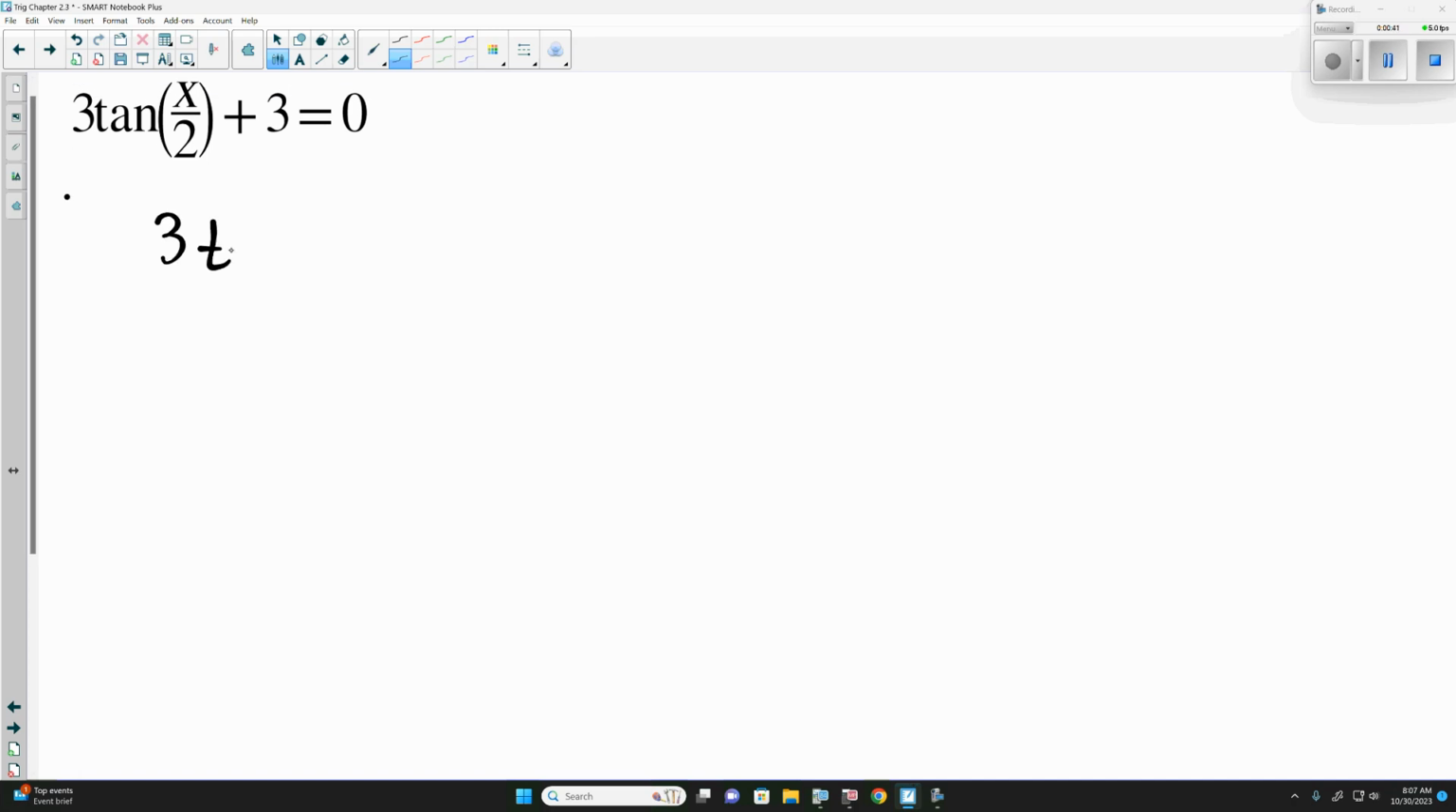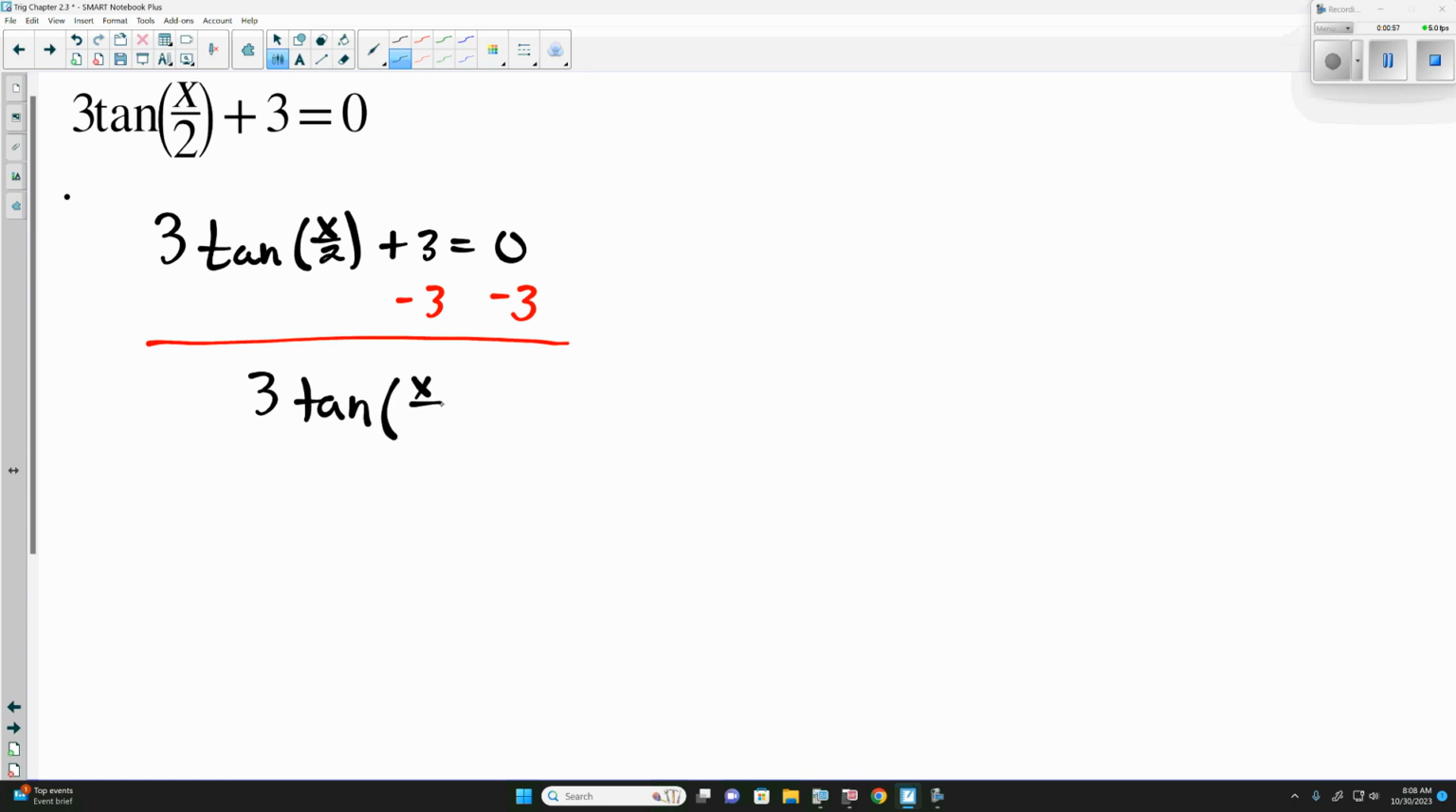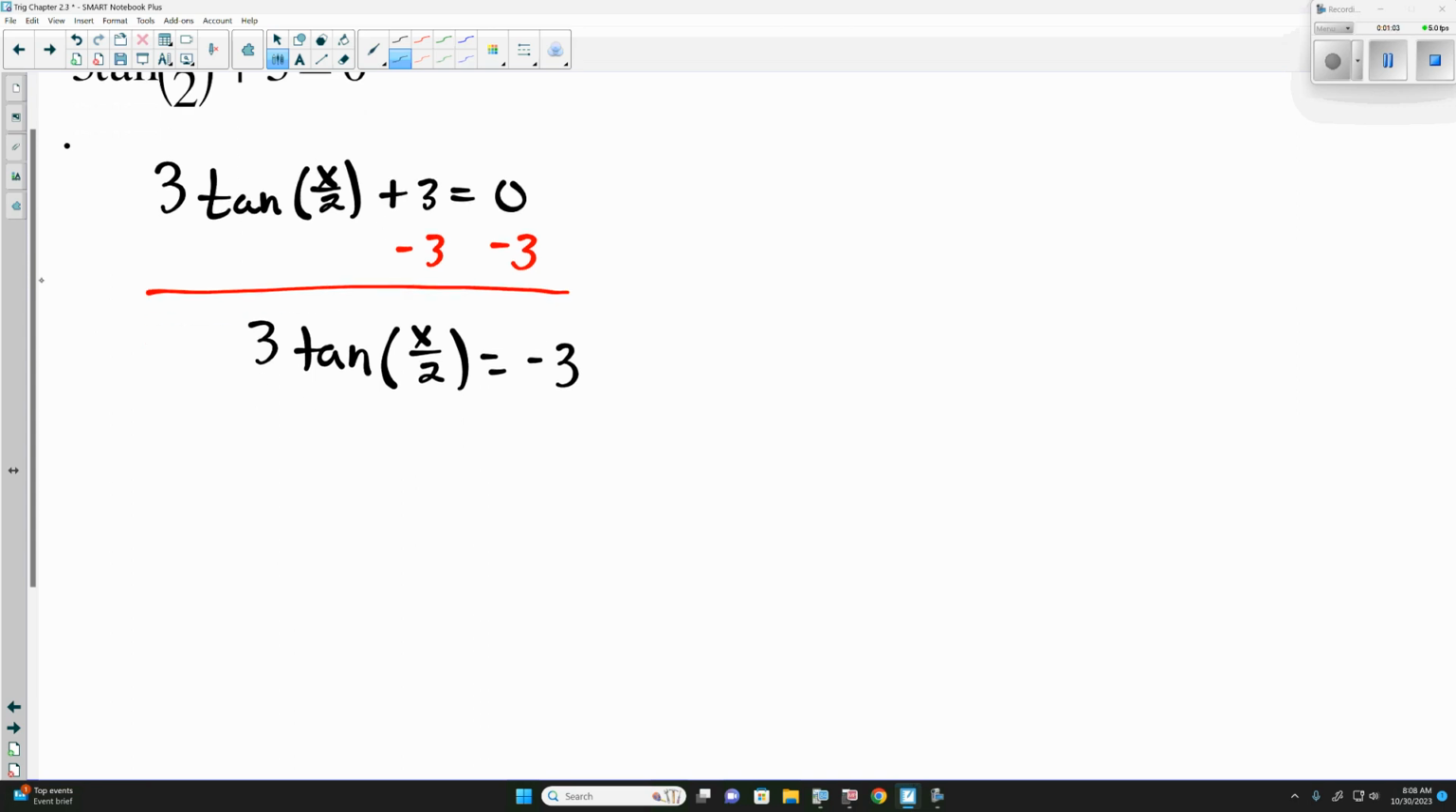So we want to get 3 tangent of x over 2 plus 3, we want to get tangent by itself. The first thing we can do is subtract 3 from both sides, which tells us 3 tangent of x over 2 is equal to -3. At this point, we can divide both sides by 3, telling us that tangent of x over 2 is equal to -1.